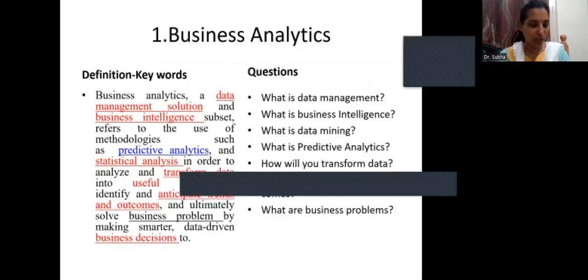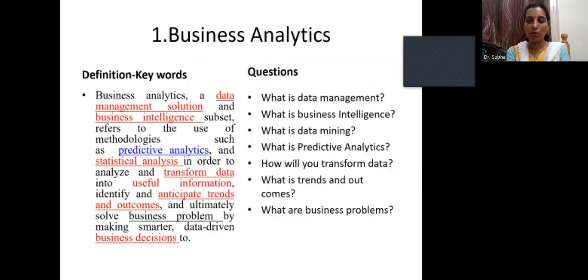In today's class, I'm going to discuss business analytics basics, some of the basic concepts of business analytics. As a business analytics student, you should know the meaning of business analytics. So, what do you mean by business analytics? It is a data management solution.